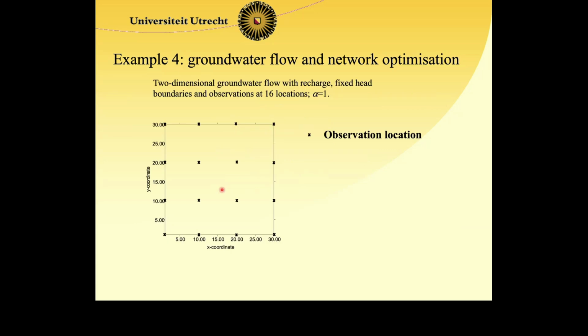Just as an example, this is a simple 30 by 30 node groundwater flow system. We have a fixed recharge. We have fixed boundaries on the side. And we have, of course, some noise on it. So we probably have some errors in the boundary conditions and in the recharge. And we observe at 16 locations. We have a system matrix with an alpha that is equal to 1. We already saw in the previous example what the system matrix looks like in a groundwater example.